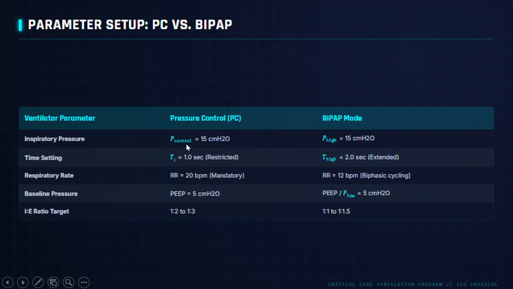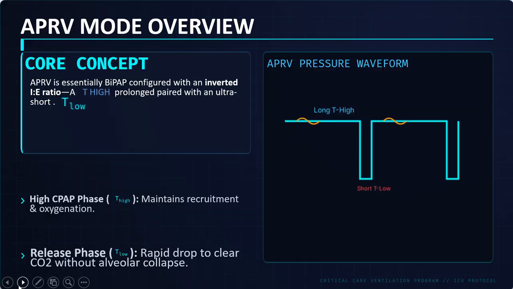Parameter settings in pressure control versus BiPAP. Inspiratory pressure: here pressure control 15, here pressure high 15. Time setting: time 1 second here, time 2 seconds there, and we can extend more than 2 seconds. Respiratory rate here 20, respiratory rate here 12. The baseline pressure PEEP 5, the baseline pressure P low 5. Inspiratory expiratory ratio target 1 to 2 or 1 to 3. Here 1 to 1 or 1 to 1.1, we can use inverse ratio.